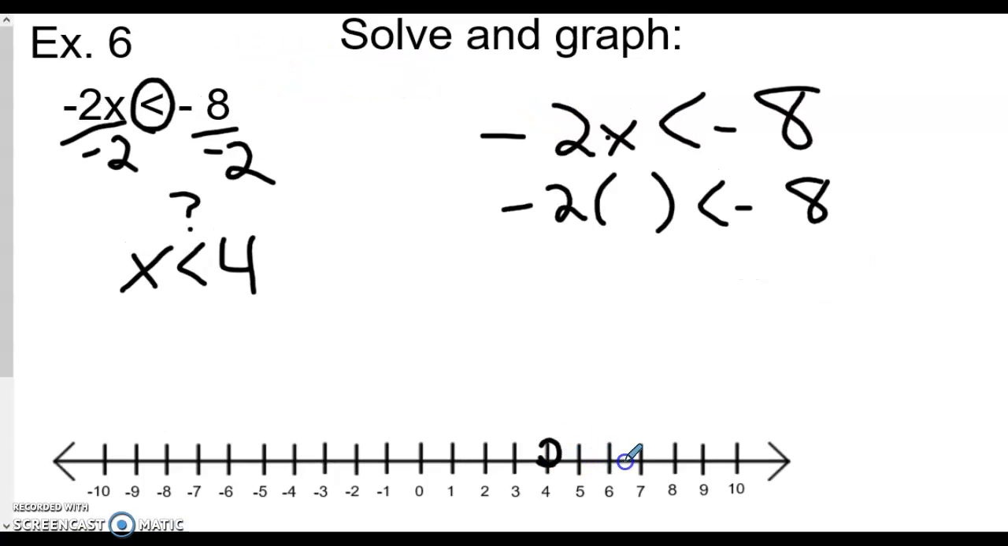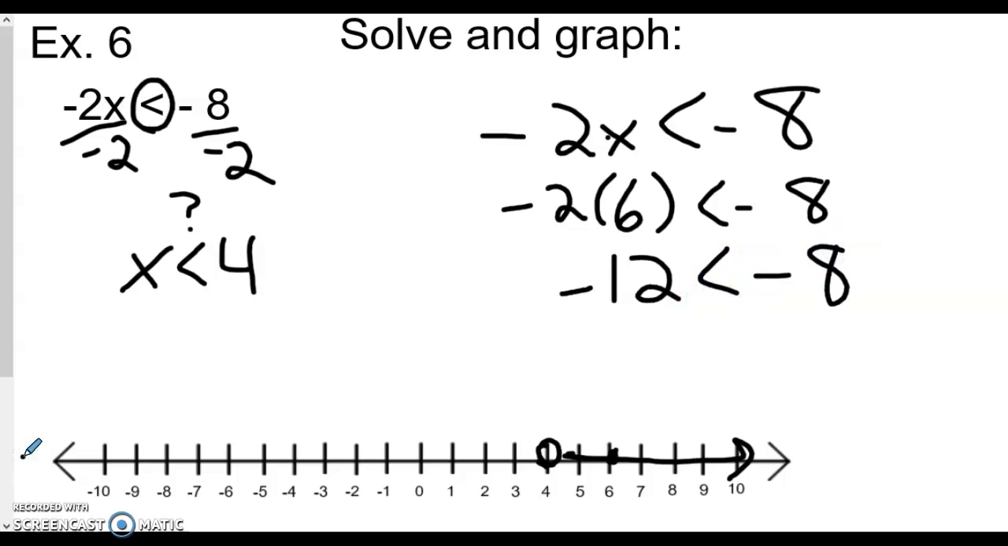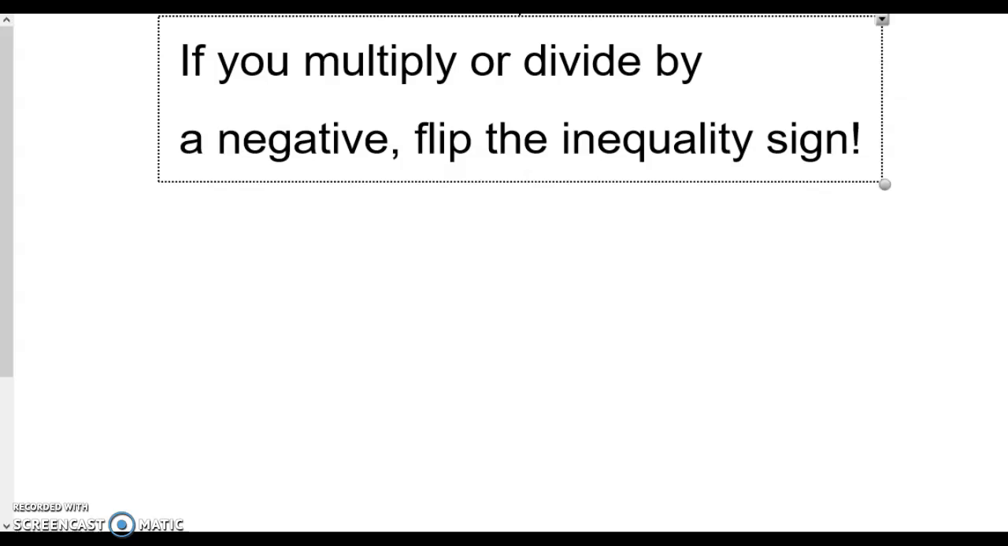So let's try numbers on the other side of 4, the numbers to the right of 4. Let's see if 6 would work. Is negative 2 times 6 less than negative 8? Well, negative 2 times 6 is negative 12. Negative 12, which is way down there, is indeed less than negative 8. So it turns out that if you multiply or divide by a negative, you need to flip the inequality sign.